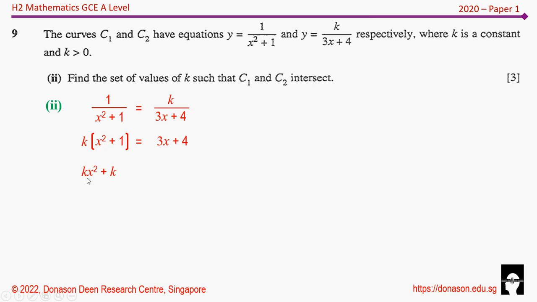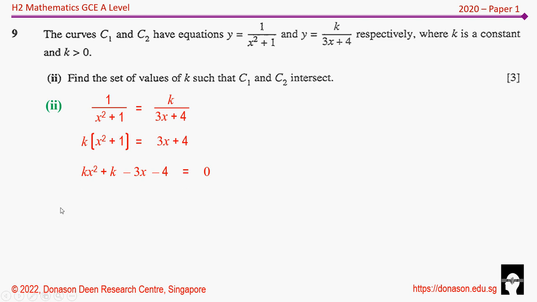So k times x squared is kx squared, and k times 1 is of course k. And on the right hand side, we have plus 3x. If I throw it to the left, it becomes minus 3x, and plus 4, if I throw it to the left, it becomes minus 4, and it's equal to 0. And here we can see k and the negative 4, they are constants.